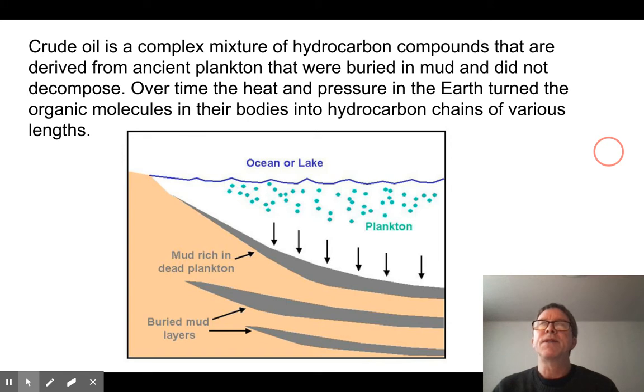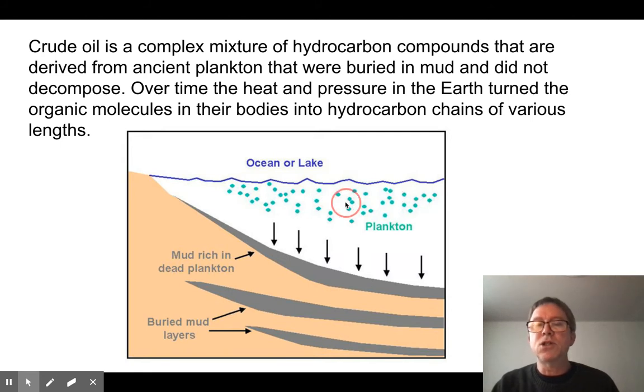What I'll say right now is that crude oil is this mixture of carbon chains and carbon rings that have hydrogen attached to them. We call these hydrocarbons. So they're like carbohydrates minus the oxygen. Okay. So instead of C6H12O6, it might just be C6H14.